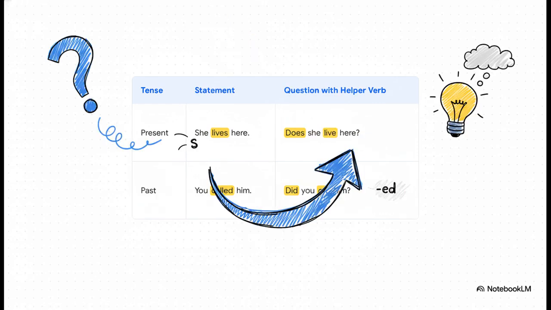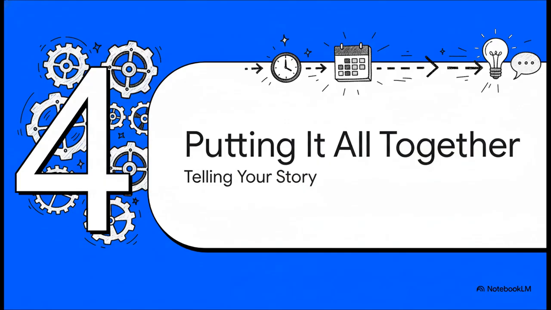And check this out. It's the exact same pattern for questions. She lives becomes does she live? See that? The S jumped from the main verb to the helper. You called becomes did you call? That ed is gone because did is already doing the job of showing us that this is a past tense question. Seriously, once you get this one rule, you have unlocked so much of English grammar. It's a game changer.